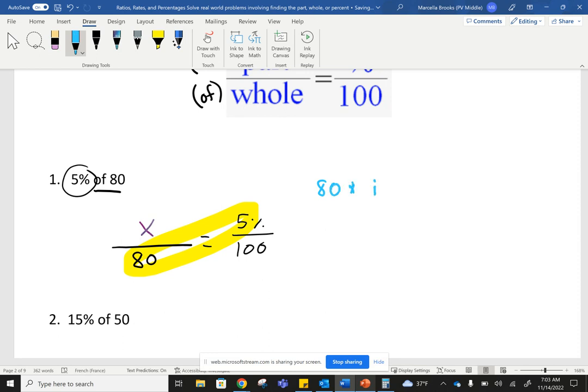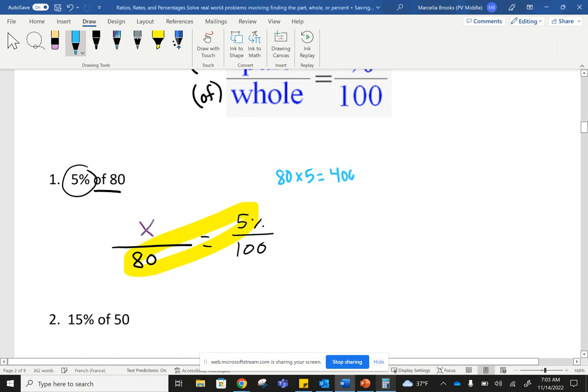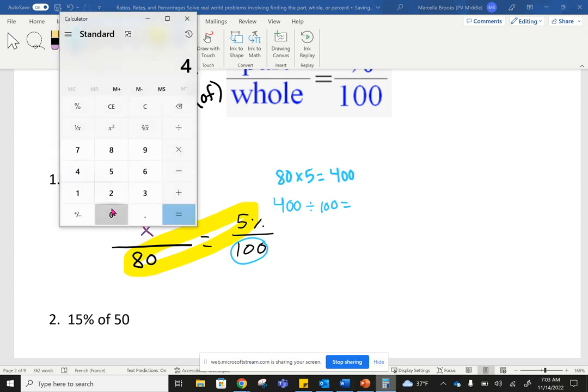80 times 5, I'll scoot it over here. 80 times 5. What is 80 times 5? Let's see. 80 times 5 equals 400. And then we divide by the only number that's left. So we're going to do 400 divided by 100. That equals 4.